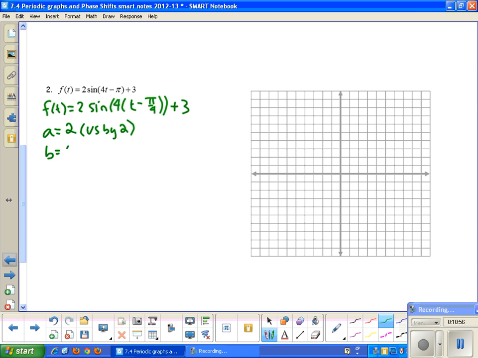My b value is 4. Since my b value is 4, that's a horizontal compression by 1 over 4. So remember, it's the opposite. If I know my b value, I can find my new period of the function. So in this case, I take my parent graph, which is 2 pi divided by my b value. So 2 pi divided by 4 gives me pi over 2.